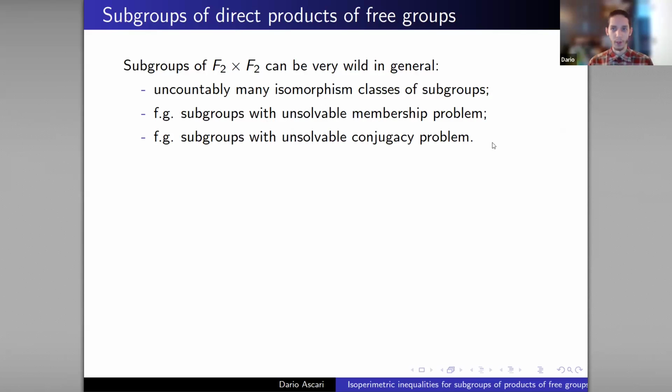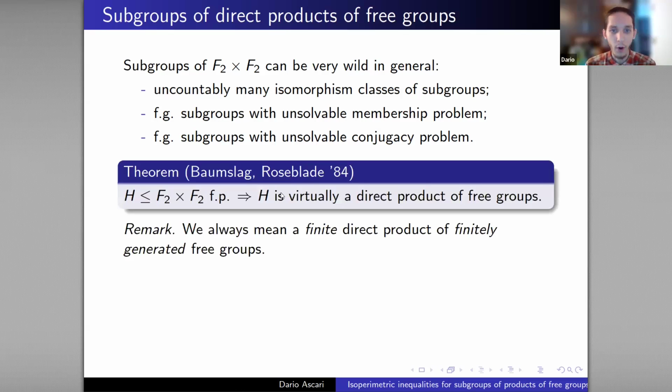But there is a surprise here. If you restrict your attention further, going to only finitely presented subgroups, then all finitely presented subgroups of F2 cross F2 can be classified, and actually the classification is quite easy. If H is a finitely presented subgroup of F2 cross F2, then H is virtually a direct product of free groups. So each H is, up to finite index, itself a direct product of free groups.